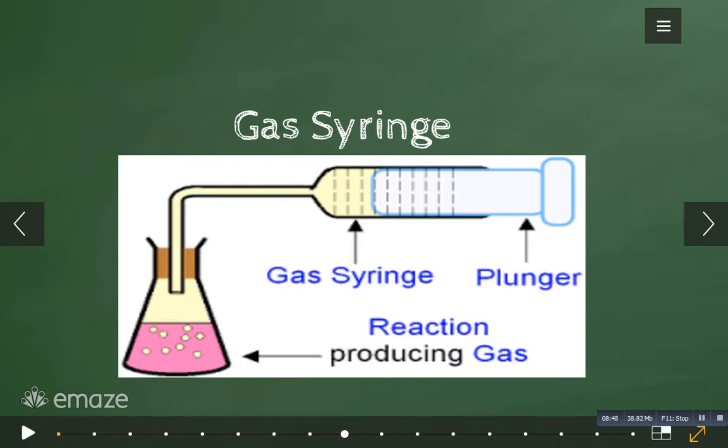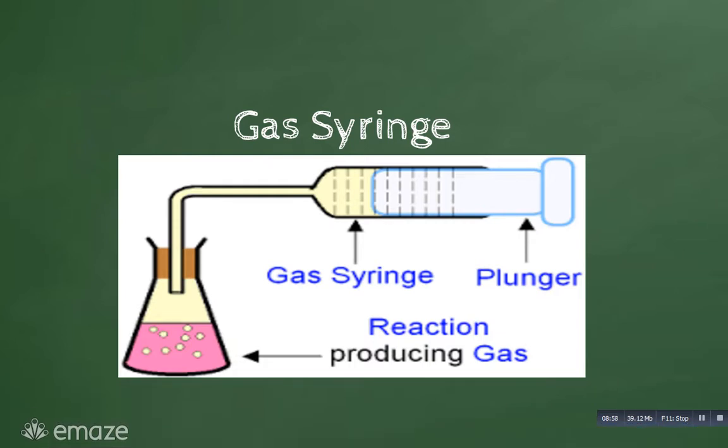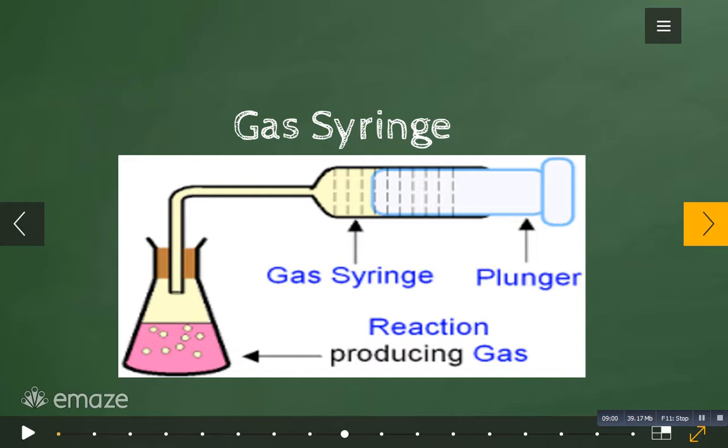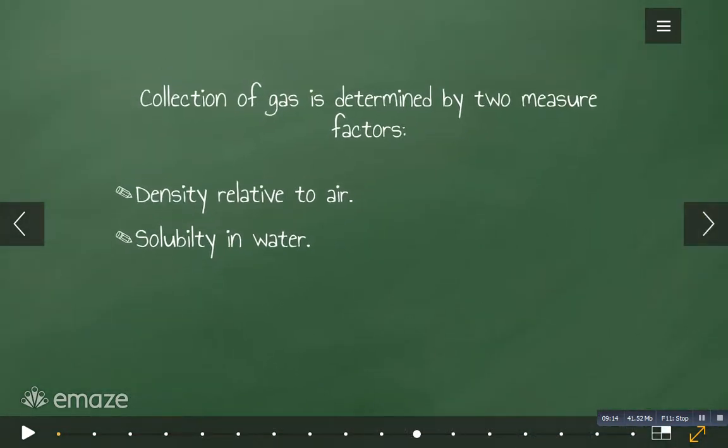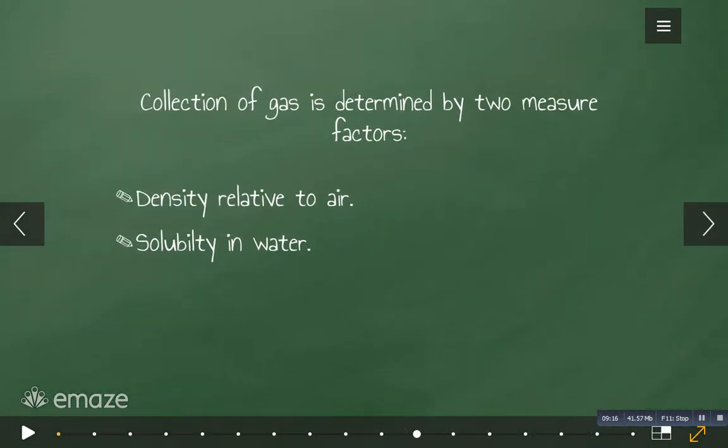Right. So the first method you are seeing here is called the downward delivery method. A gas enters from here and it just runs down and collects into this jar or beaker or tube. This is called the downward delivery method. Why? Because it is used to collect the gas which is heavier than air. So when the gas is heavier than air, it will go downwards and will be collected.